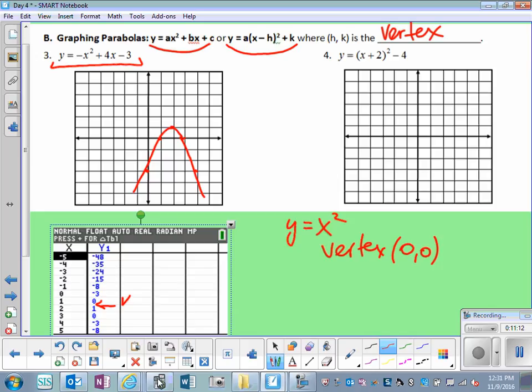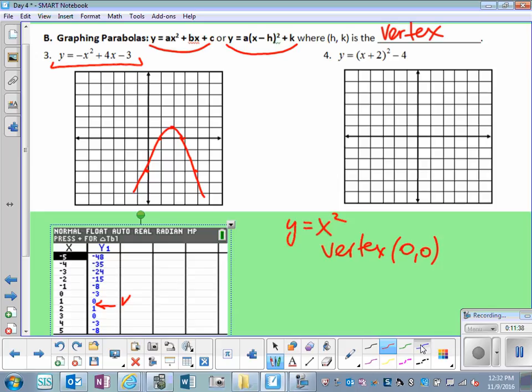Example number 4. So here we have the quadratic function in what form? Vertex form. So one way to graph this one is exactly the same as we just did for the previous example. I could plug this formula into the calculator, and I could use that. Or I could do transformation.